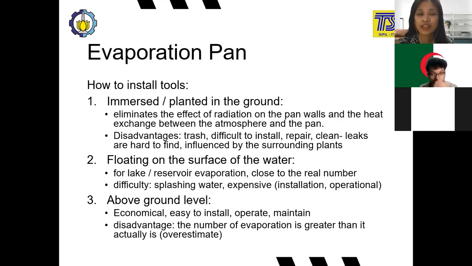And the second one, you can put it on the surface of the water, so it will be floating on the surface of the water. And the third one is above ground level. So the first one is below the ground level, planted in the ground. The third one is above the ground level, you just put it above the ground, and the second one you float it on the surface of the water. So these three different ways can be used, depending on your necessity.